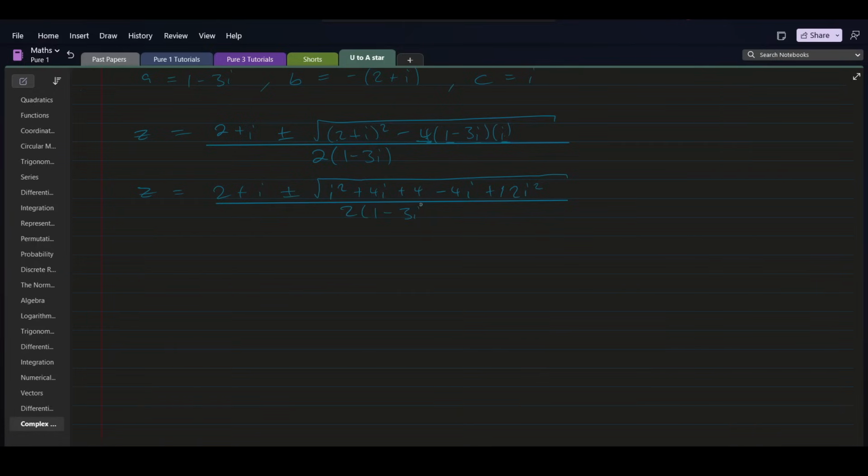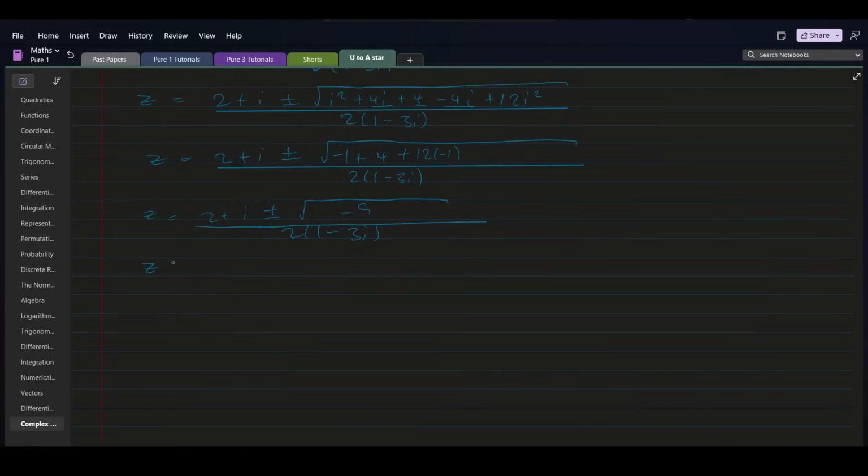Okay, and this is all over 2 times (1 minus 3i), and so z is equal to 2 plus i plus or minus the square root of, wherever there's an i squared, replace it with negative 1, so that's negative 1, and then this 4i will cancel out with minus 4i, and so what we end up with is plus 4 plus 12 times negative 1, and this is all over 2 times (1 minus 3i). And so z is equal to 2 plus i plus or minus the square root of, so we have 4 minus 1, which is 3, minus 12, which is minus 9, and this is all over 2 times (1 minus 3i). So this becomes z is equal to 2 plus i plus or minus the square root of, we can write negative 9 as negative 1 times 9.